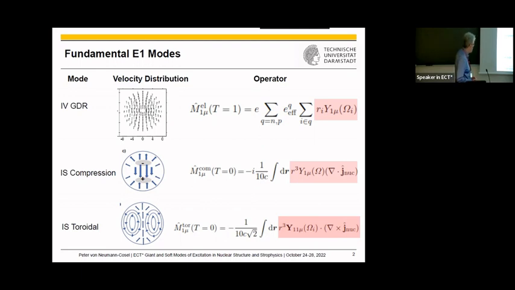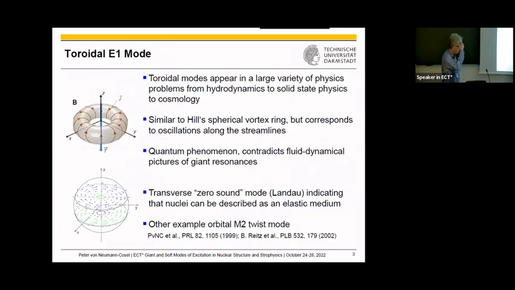But then in these models, you also predict another mode, an isoscalar toroidal mode. So it's shown here. And it's called toroidal or vortex mode because you have these current distributions with vortices. And the corresponding operator is then R cubed times your spherical harmonics times the curl of the nuclear current. So this is a fundamental mode like the giant dipole resonance or the isoscalar dipole resonance. But as I will show, there's very little known about it.